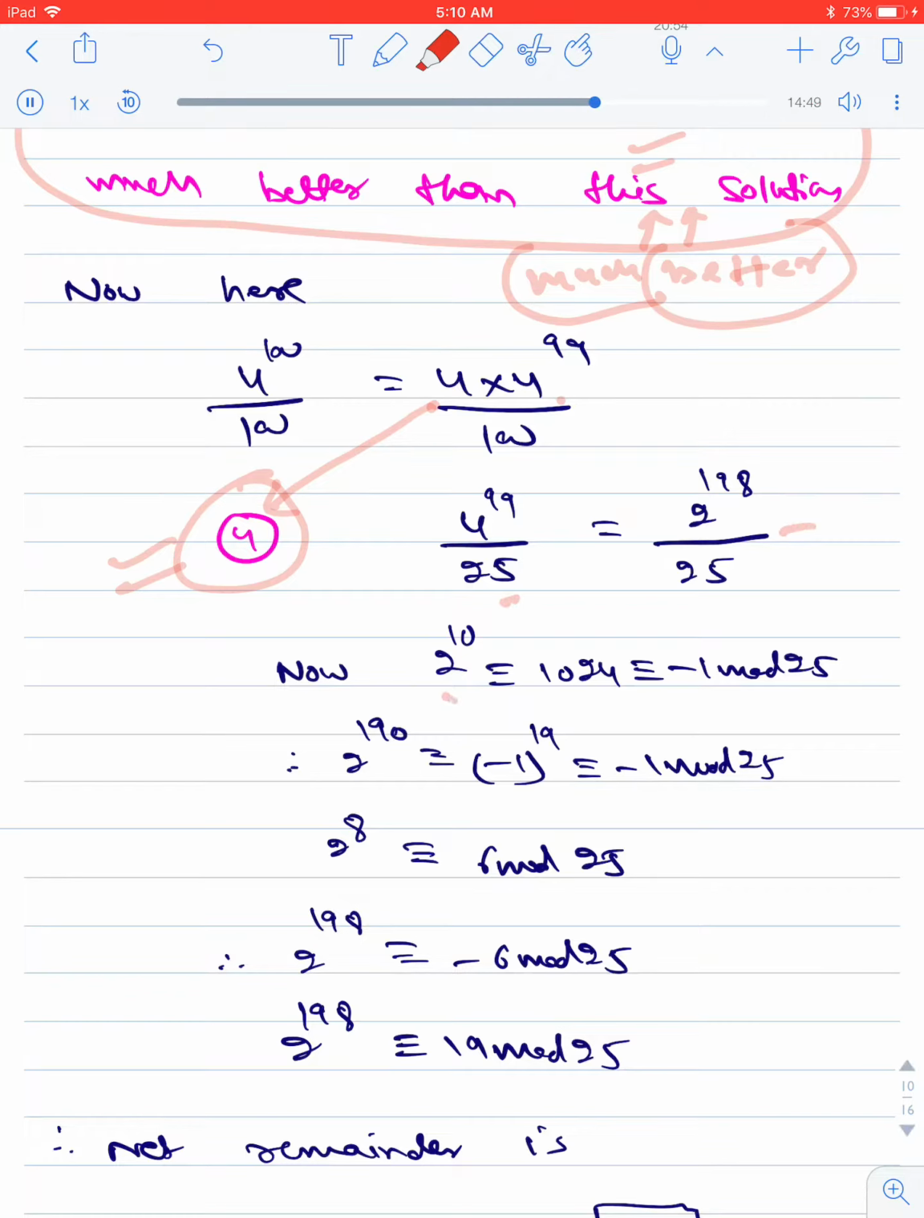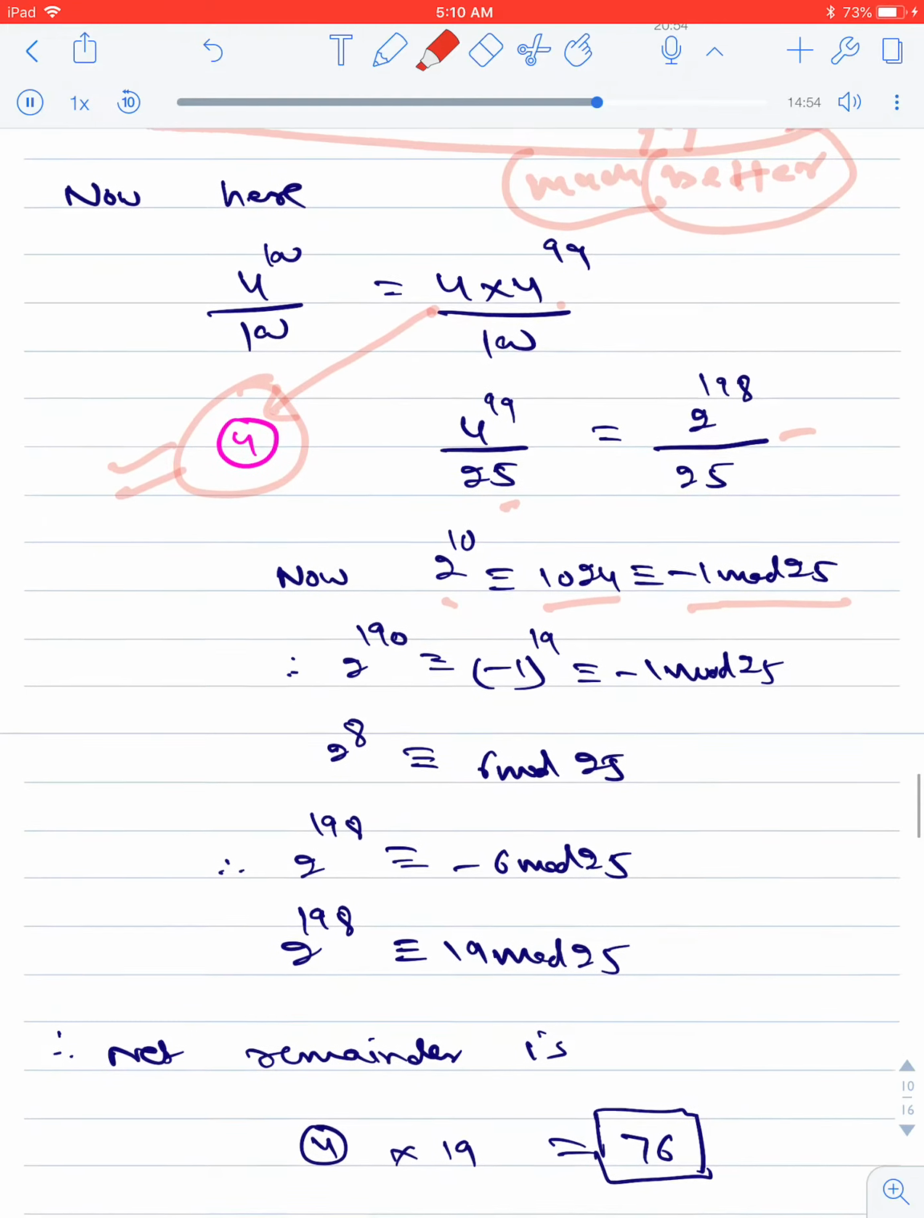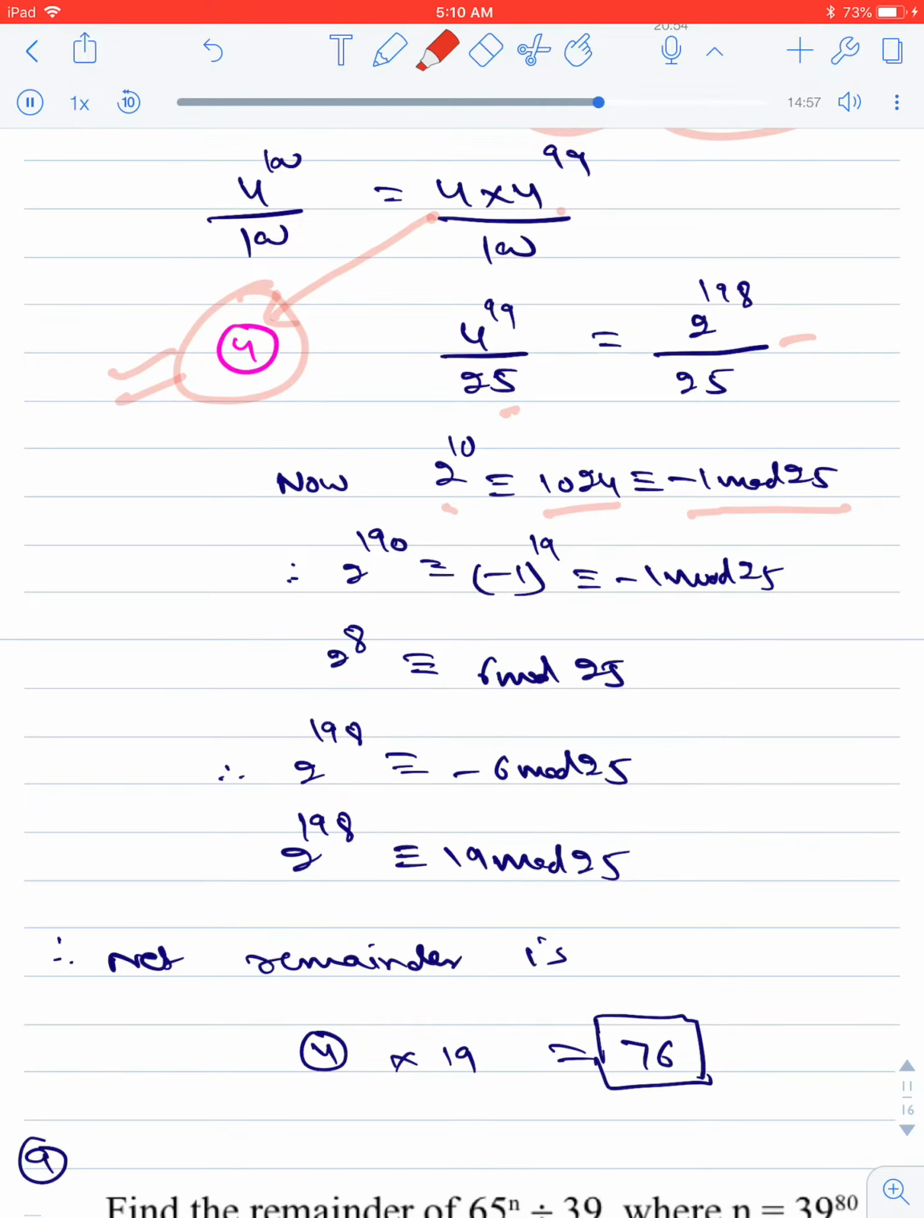Since 2 raised to 10 is 1024, which leaves the remainder minus 1, you can say it is congruent to minus 1 mod 25. Raising both sides to the power 19, what we get is 2 raised to power 190 is congruent to minus 1 raised to power 19, which is congruent to minus 1 mod 25.